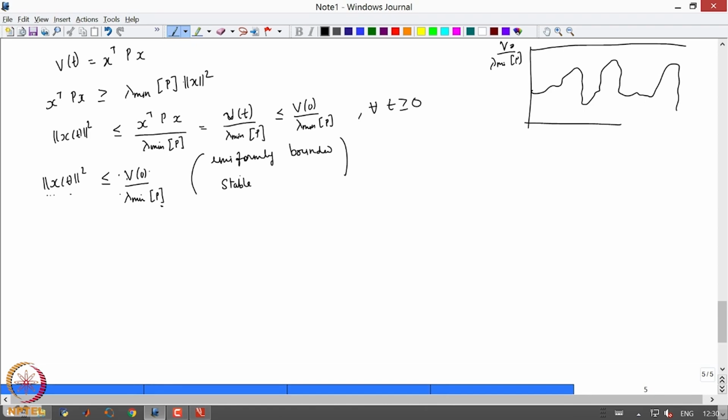Okay. Now, the next step is to show whether this is also asymptotically or exponentially stable. Okay. Now, let's do this.